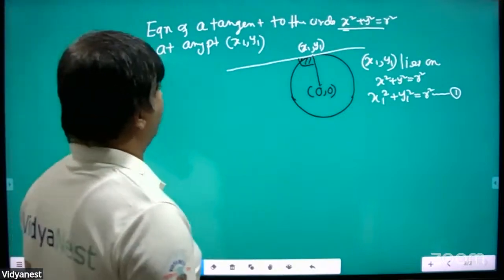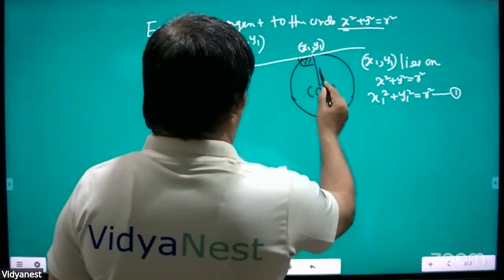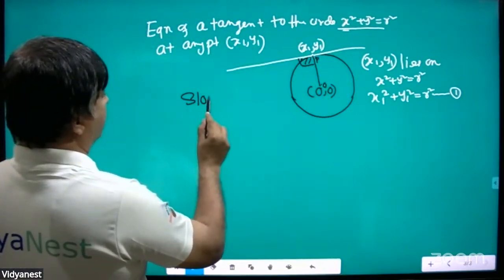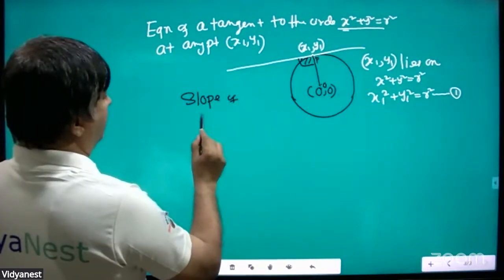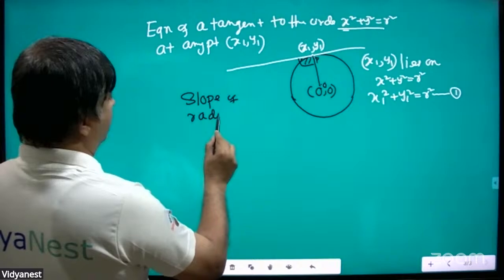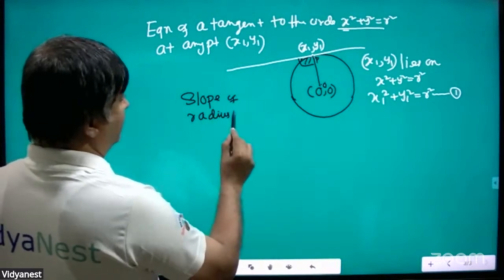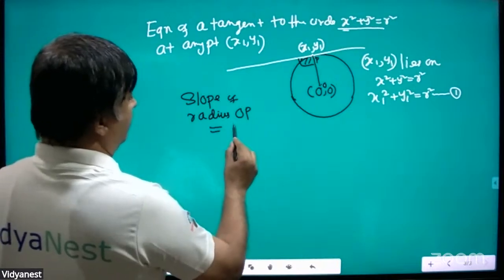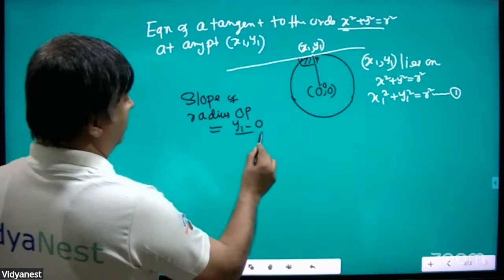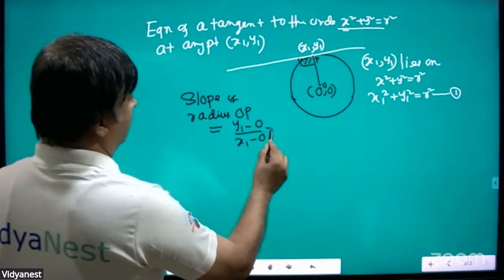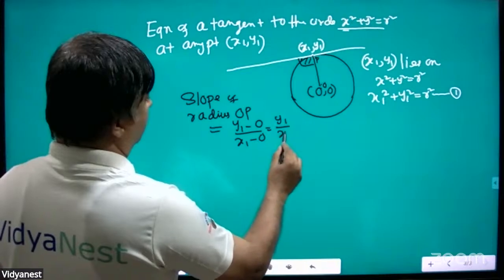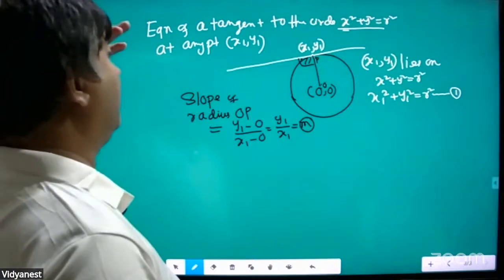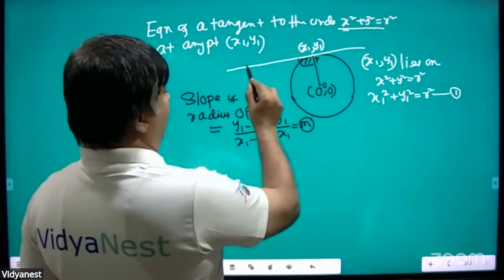Now, this is O, this is P. Slope of radius OP is equal to slope का जो फॉर्म था, that is M. Now, ये तो 90 डिग्री है, तो टेंजेंट का स्लोप क्या होगा?